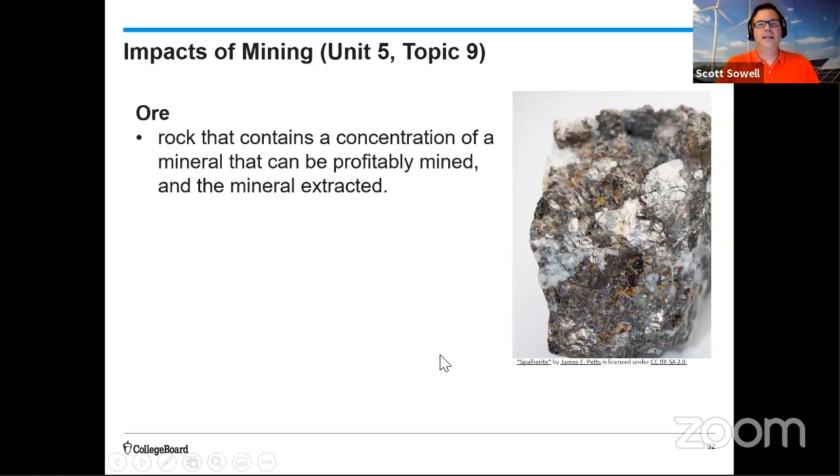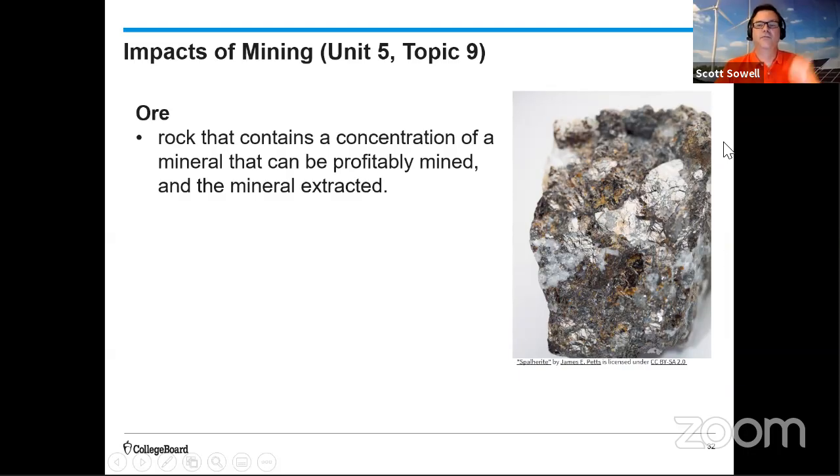All right, so before we get into how it's mined, we need to look at, well, what's mined? So if I'm mining for, let's say, copper, I'm not simply going to dig a hole in the ground and find pure copper just waiting there for me to take out. The copper is going to be embedded within rock, or it might be gold, or whatever we're looking for is going to be bound typically within rock. And that's called ore. Ore is a rock that contains a concentration of a mineral that can be profitably mined and extracted. So this rock has something in it that I want to mine out of it.